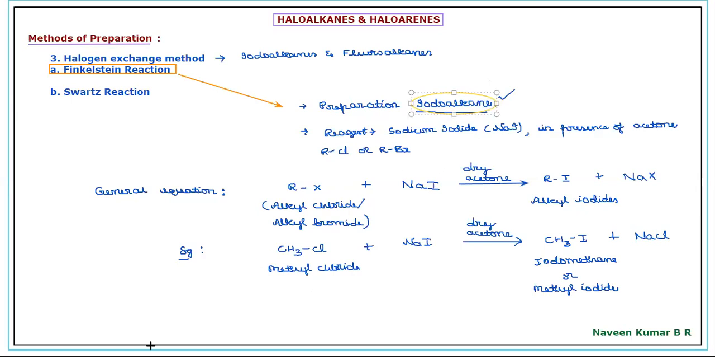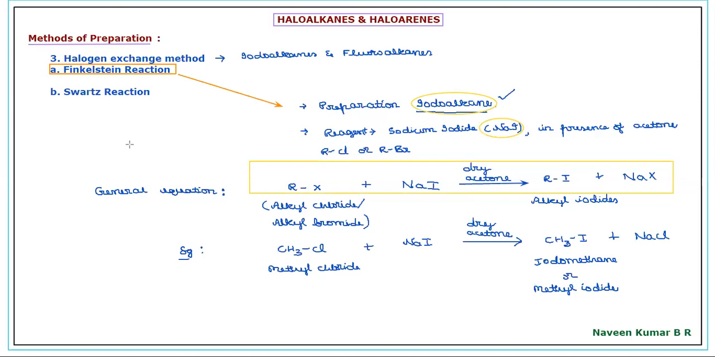And the reagent used in the process, you can remember, is sodium iodide. Under this condition, you can practice both the general equation as well as the example-based equation. Both are important. If the question asks for a general equation, you can answer it that way. If the question asks for a specific example-based equation, you can take any example. So try to practice with both the general equation and the example equation.